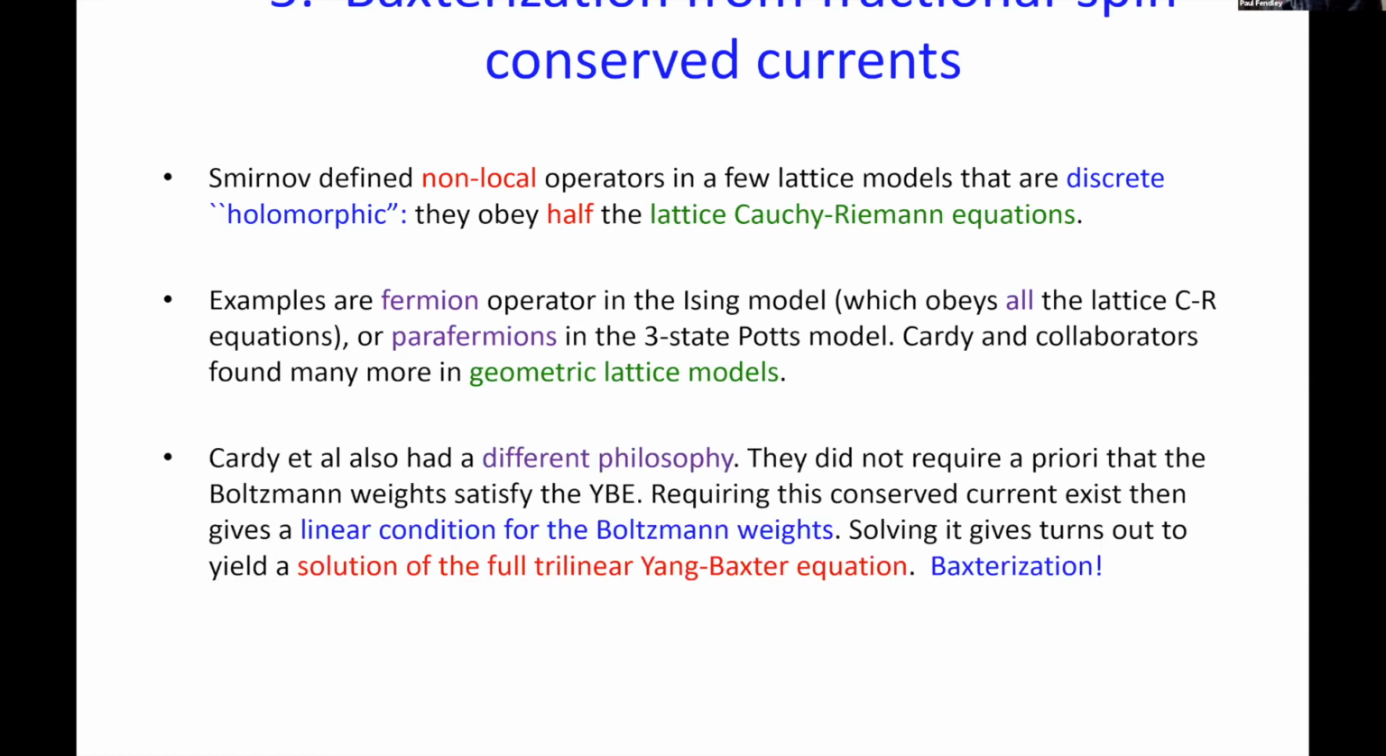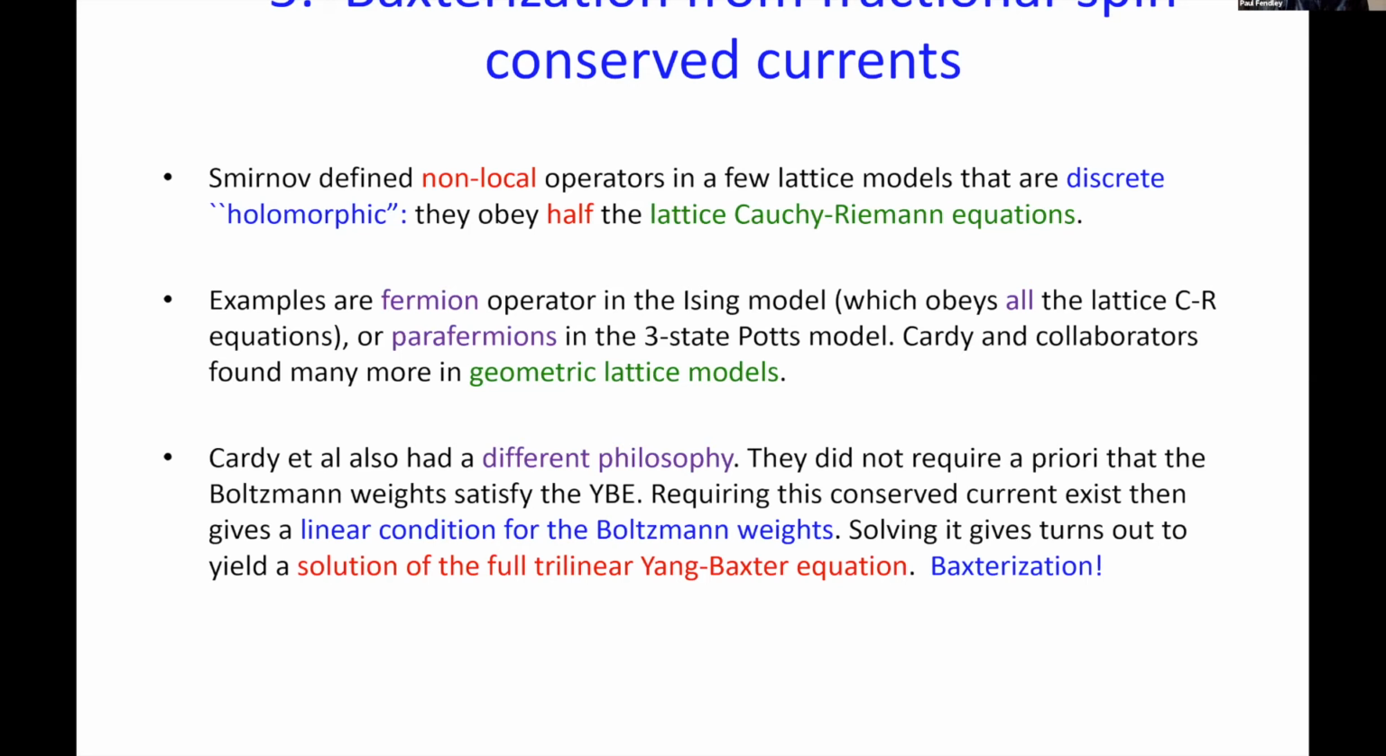But it does work for something else, and this is what Cardy pointed out. So Cardy and his collaborators found lots more examples of these beasts, these things that satisfied these equations. I'm going to write down what the equation is. But what they said was, let's think about it in a different way. And I'll make this point again, but I wanted to say it in advance. They said, let's look at this discrete holomorphic relation. I haven't told you what it is yet, but let's look at this relation.